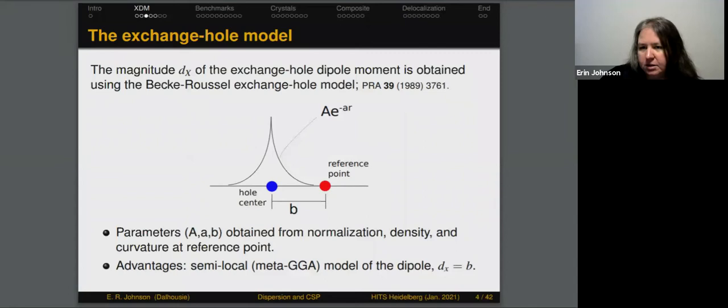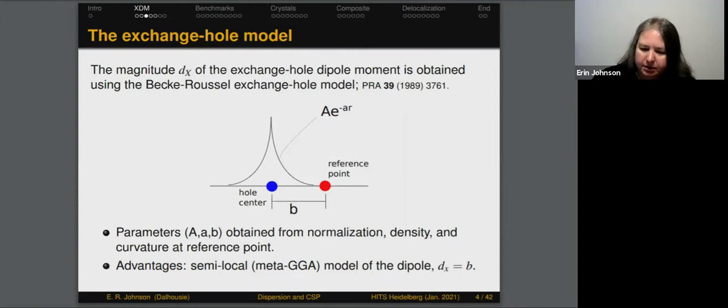If we impose these three constraints, we can then solve for our three parameters, big A, little a, and b, in terms of the electron density, its gradient, the kinetic energy density, and the Laplacian, which are the same ingredients that go into a meta-GGA density functional approximation. So we're going to use this Becke-Roussel model for our exchange hole throughout.